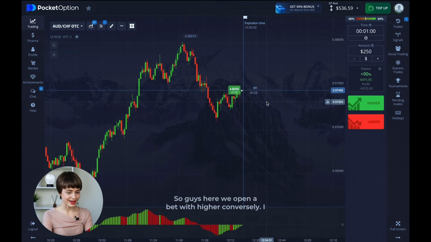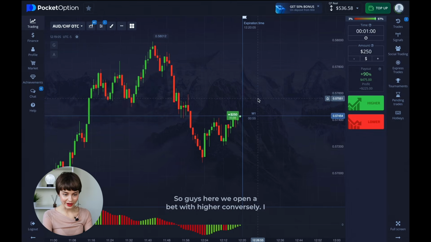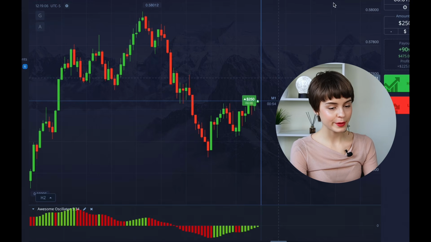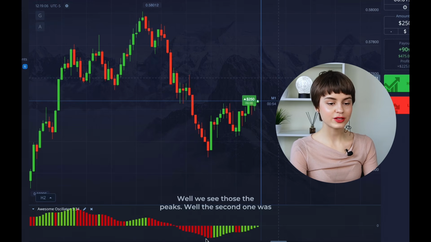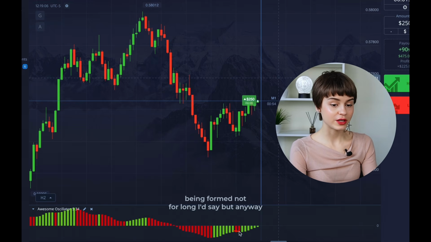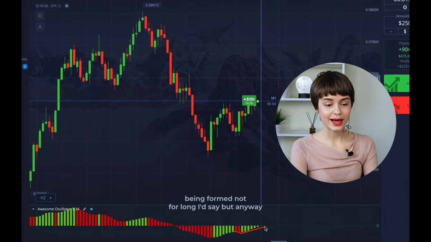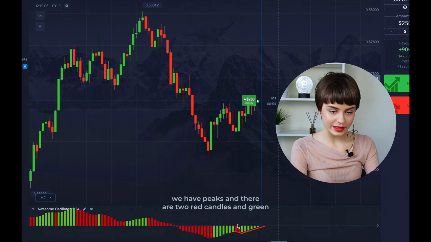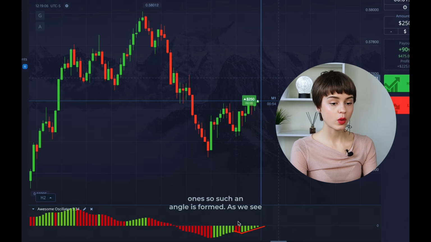So guys, here we open a bet with higher. Conversely, I think it's the most classical case. Well, we see those two peaks. The second one was being formed not for long, I'd say, but anyway, we have peaks, and there are two red candles and green ones.